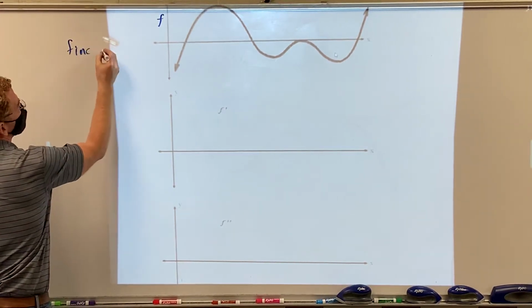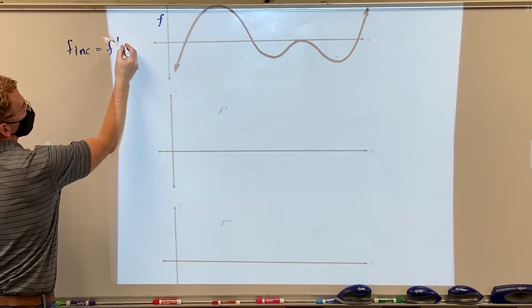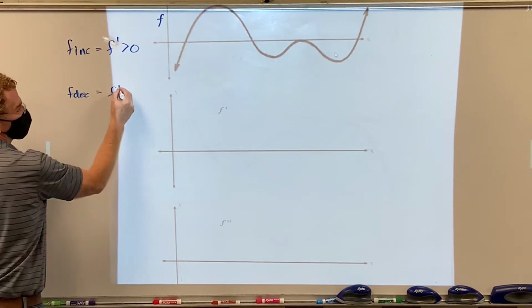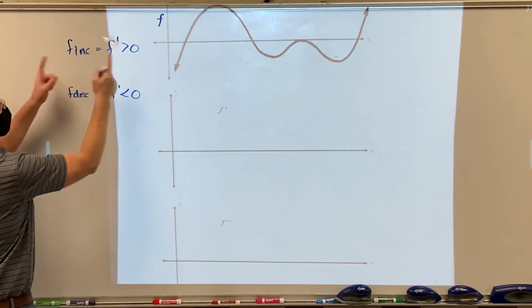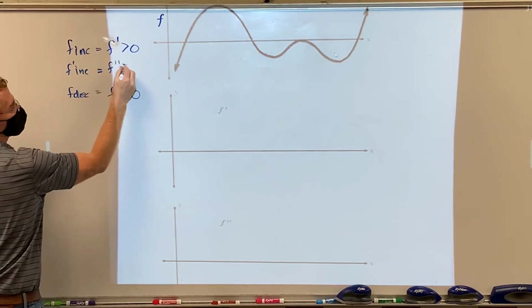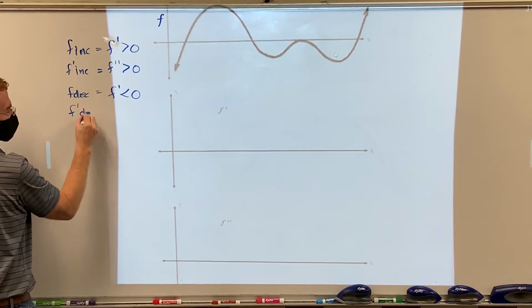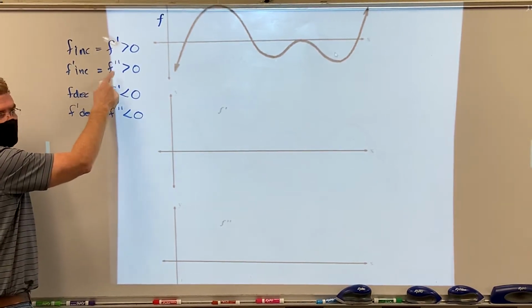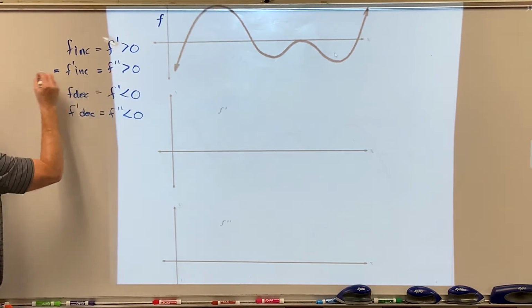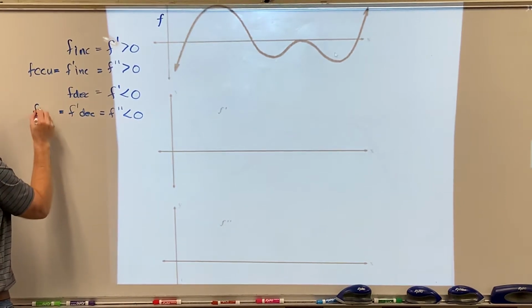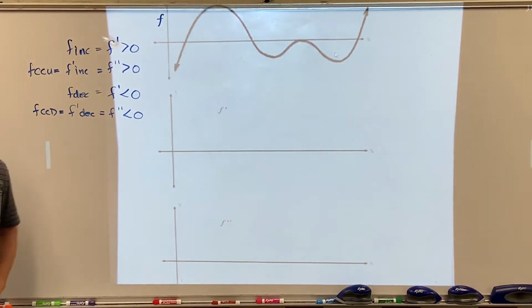When f increases, the first derivative is greater than 0. And when f decreases, the first derivative is less than 0. And if I take the derivative of both sides, when the first derivative increases, the second derivative is positive. And when the first derivative decreases, the second derivative is negative. And when the second derivative is positive, what does that tell you about the function? Concave up. And when the second derivative is negative, what does it tell you about the function?